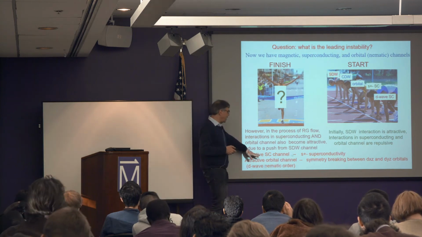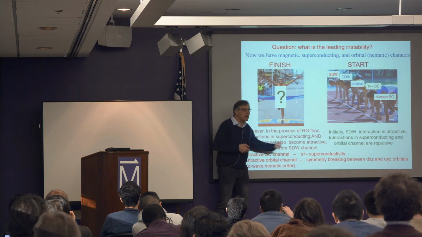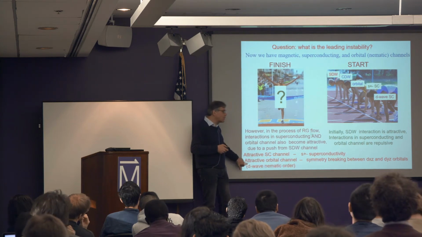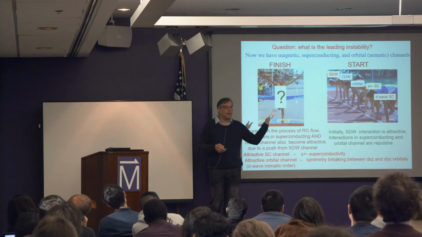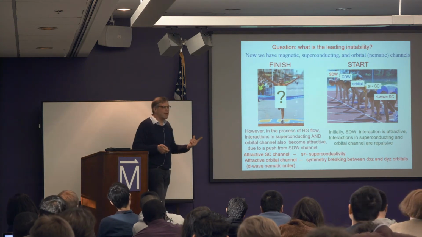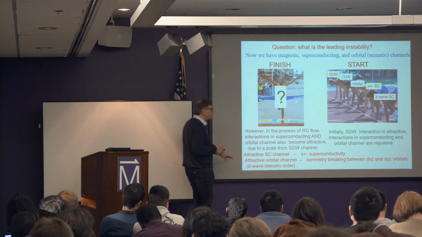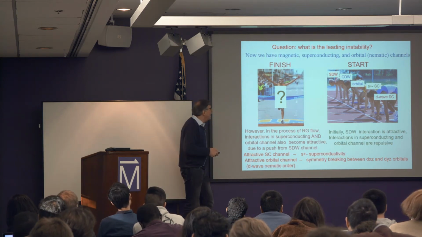And then, remember, the attractive superconducting channel, if left alone, will give you S plus minus superconductivity. The orbital channel, if left alone, will break symmetry between XZ and YZ orbitals. Sometimes it's called breaking of C4 rotational symmetry. Sometimes it's called D-wave nematic order. It's all the same wording.